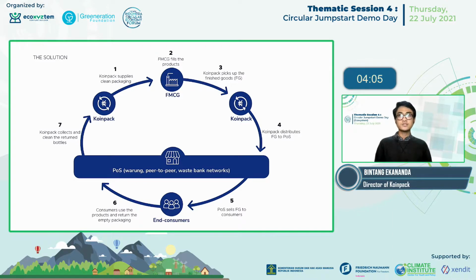FMCG will fill the products at their site. We will distribute the products to our point of sale networks consisting of warung stores, peer-to-peer sellers, and also West Bank communities. We also sell these products through our online store. Consumers can purchase these products through their preferable channels and return the empty bottles to the point of sales or directly to us by free pickup service.